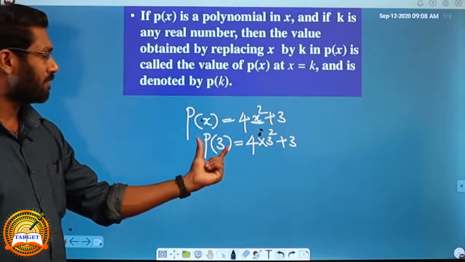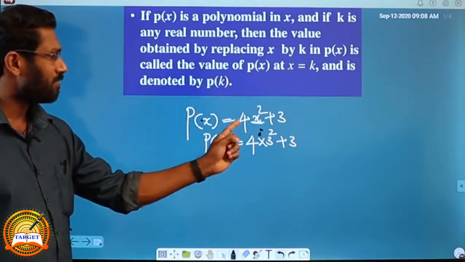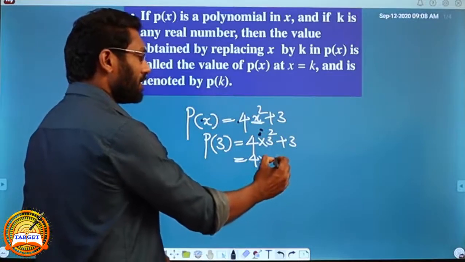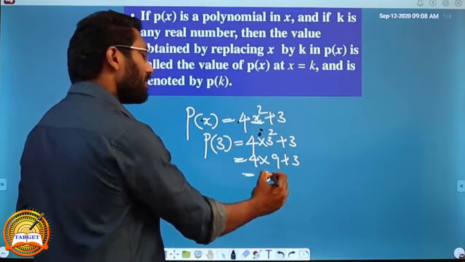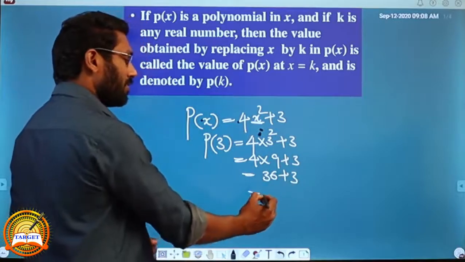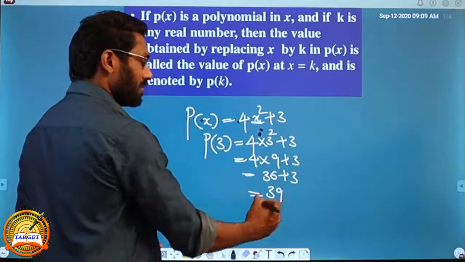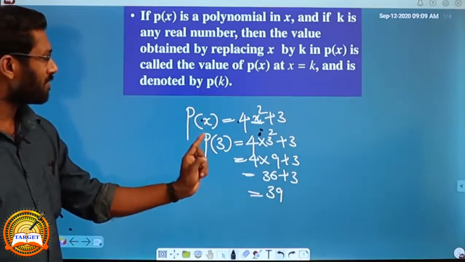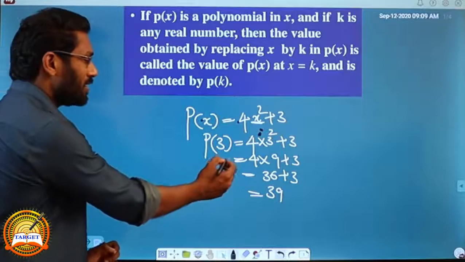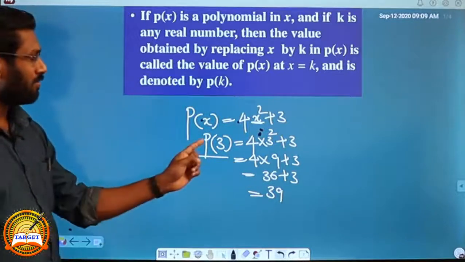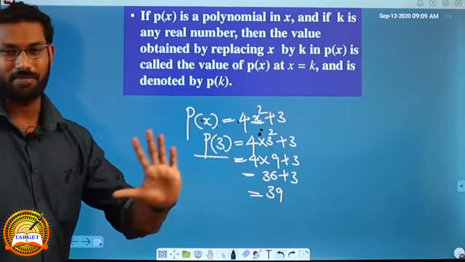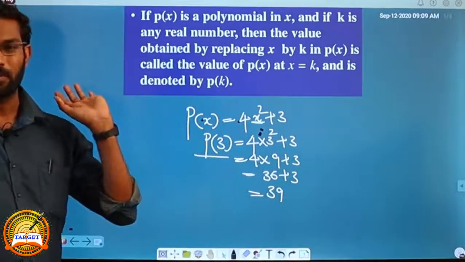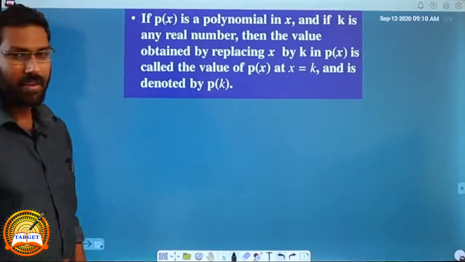So we can find p of 3, which is equal to 4 into 3 square plus 3, which is equal to 4 into 9 plus 3, 36 plus 3, and 39. Okay, so we found the value of this polynomial p of x when x is equal to 3, and it is denoted as p of 3, and we found p of 3 as 39. This is the method to find the value of the polynomial. Okay, we can discuss another example.